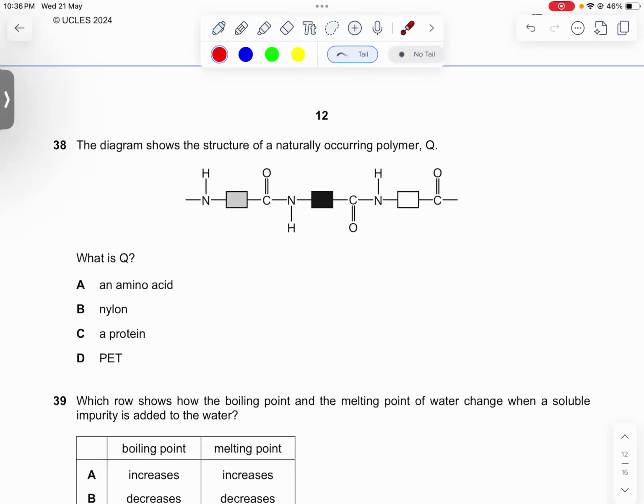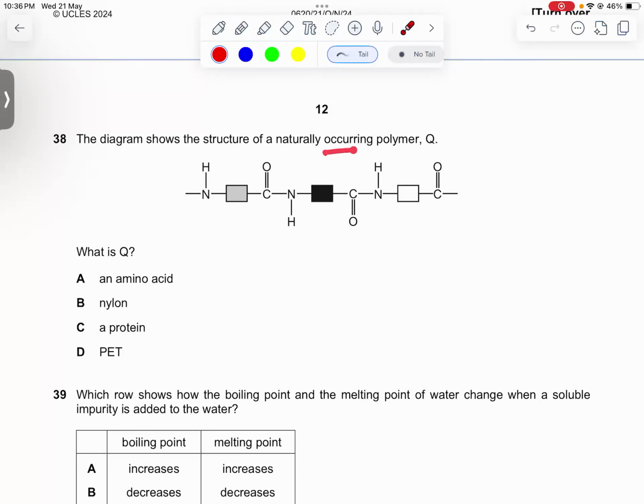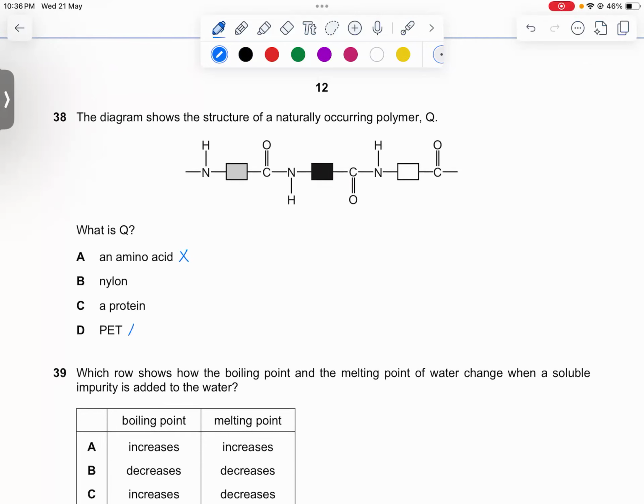Question number 38 then. The diagram shows the structure of a naturally occurring polymer Q. What is Q? Is Q an amino acid, a nylon, a protein, a PET? All right, it's a naturally occurring polymer, so it can't be an amino acid. Amino acid is a monomer, so it can't be amino acid. It could be nylon, nylon is a polymer. It could be protein, protein is a polymer. It could be PET, PET is a polymer. Now the next thing, PET does not contain nitrogens. As you can see, PET does not contain nitrogens. So this can't be PET. Now it could either be nylon or protein.